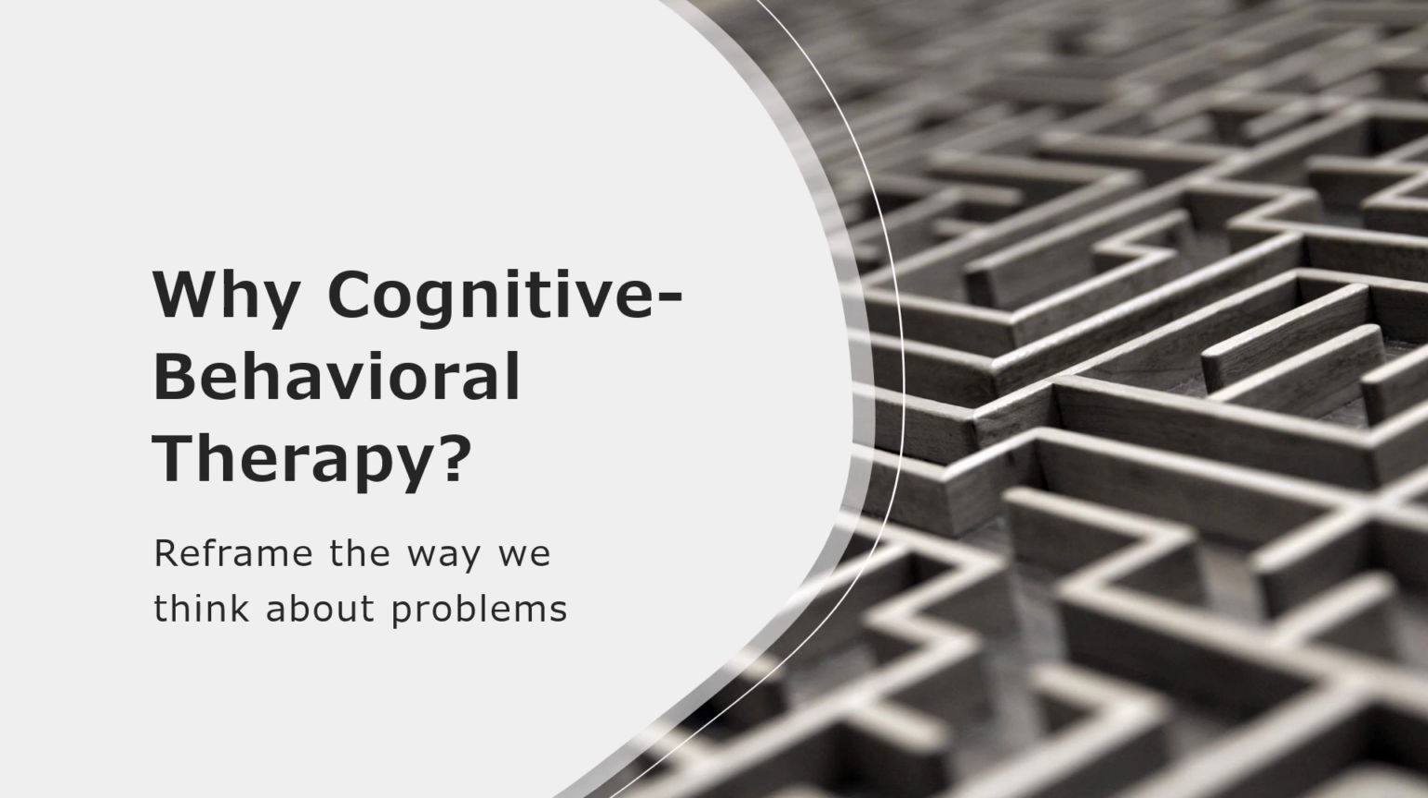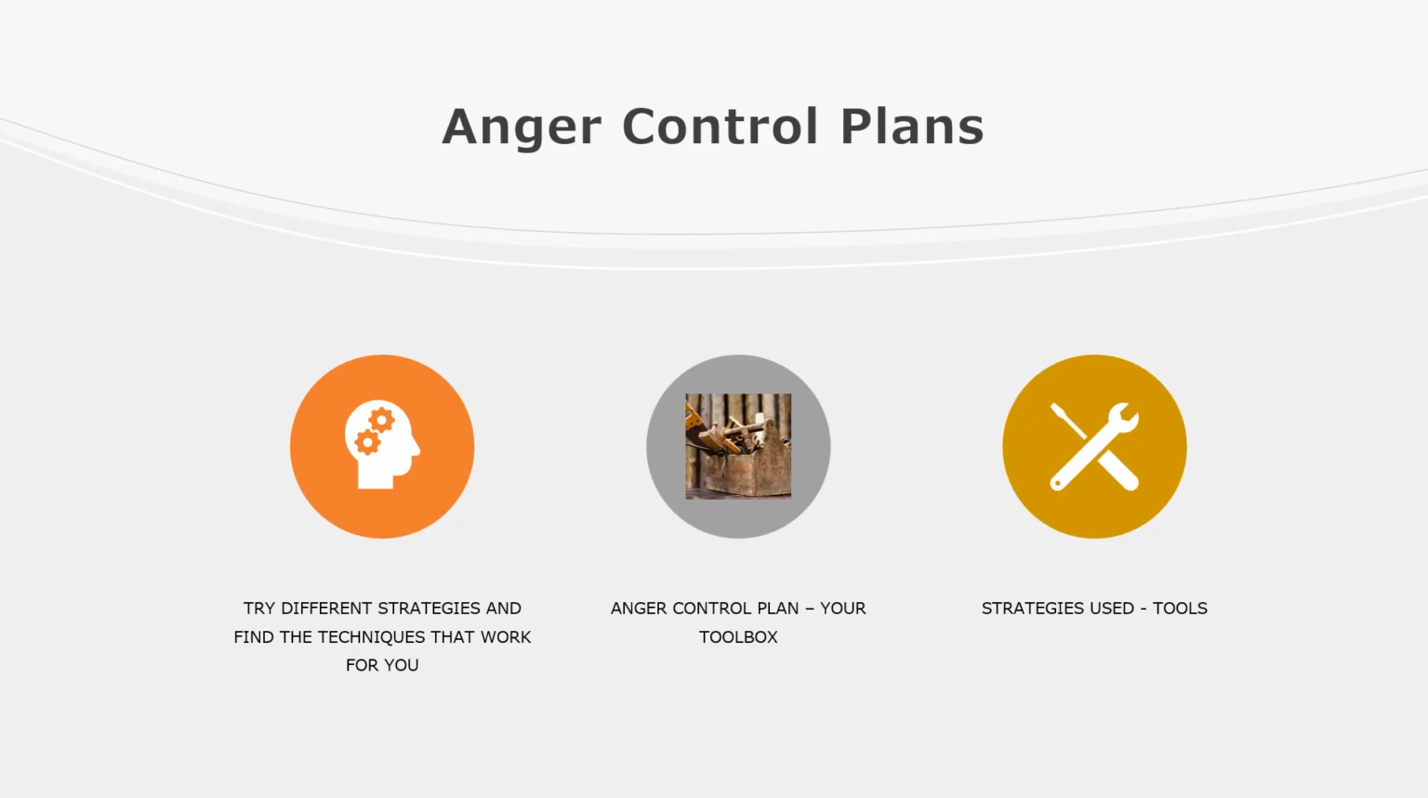I'll also cover other strategies later on, like learning how to change your negative or hostile self-talk and using the conflict resolution model. But these are more advanced strategies, and they can be used in conjunction with the timeouts and relaxation. The basic idea here, though, in developing an anger control plan is to try many different strategies and find the anger control techniques that work best for you.